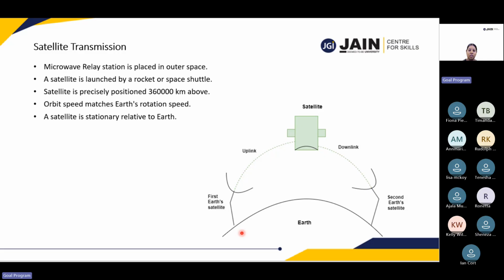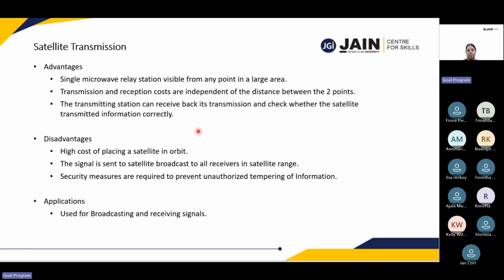The satellite is launched into space using a rocket or space shuttle. Satellites are precisely positioned about 360,000 kilometers above the earth. The orbit speed of the satellite has to match the rotational speed of the earth. So the satellite is stationary relative to the earth.